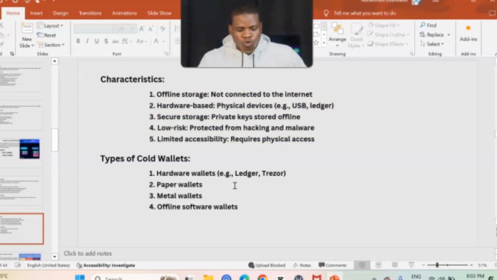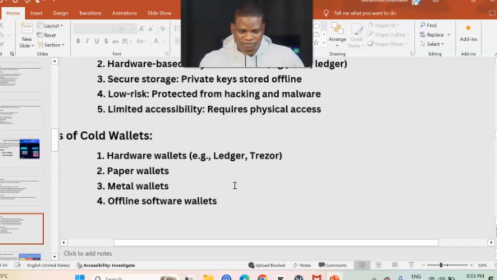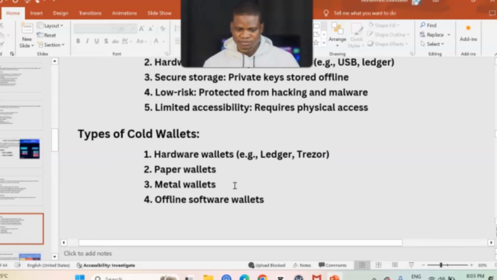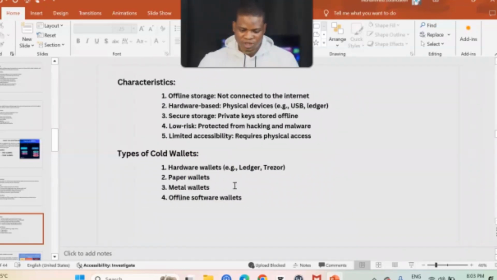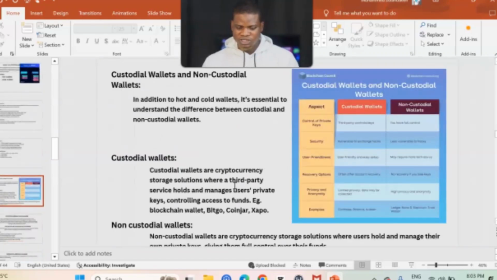Now, cold wallets also have different types. You know, we said hot wallet and cold wallet. Now, cold wallets have different types. So we have like four major types of cold wallet: hardware wallets like Ledger and Trezor, paper wallet, metal wallet, and offline software wallet. So let's talk briefly about all these kinds of wallet before we go deeply into how you can trade your cryptocurrency and do some other important talks.